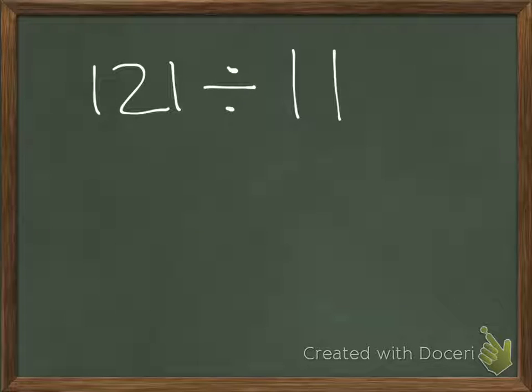In the last division, we have 121 divided by 11. Both of those are positive, so we're just going to focus on the fact that it's positive for our answer. And 121 divided by 11 is 10.